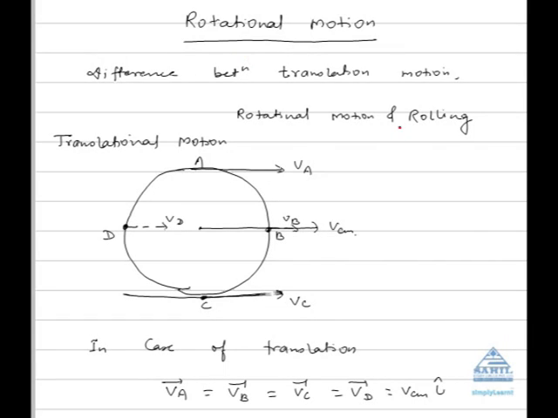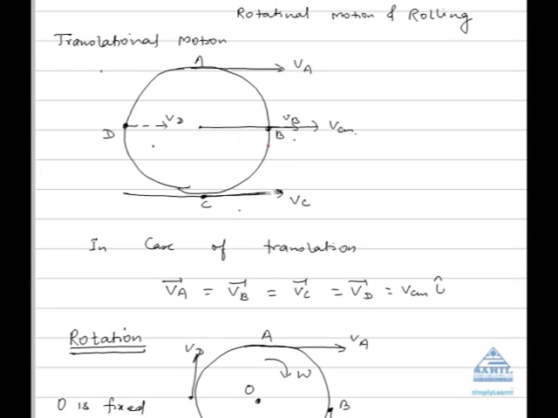Difference between translational motion, rotational motion, and rolling. In case of a translational motion, the velocity of each point of a body is equal to the velocity of center of mass. For example, we consider 4 different points A, B, C, and D. If the body is moving with a velocity v, then in this case velocity of A is equal to velocity of B is equal to velocity of C is equal to velocity of D is equal to v center of mass.